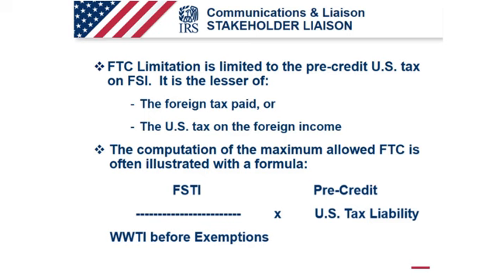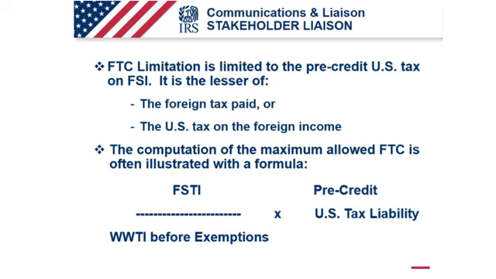Foreign source taxable income divided by worldwide taxable income before exemptions gives you that fraction of foreign source income to the whole, and you multiply this by the pre-credit U.S. tax liability. So if a U.S. person pays more tax to the source country on the foreign source income than would be due to the U.S. on the same foreign source income, the U.S. is going to limit the amount of taxes paid to the source country that can be used as a credit against our U.S. tax liability.